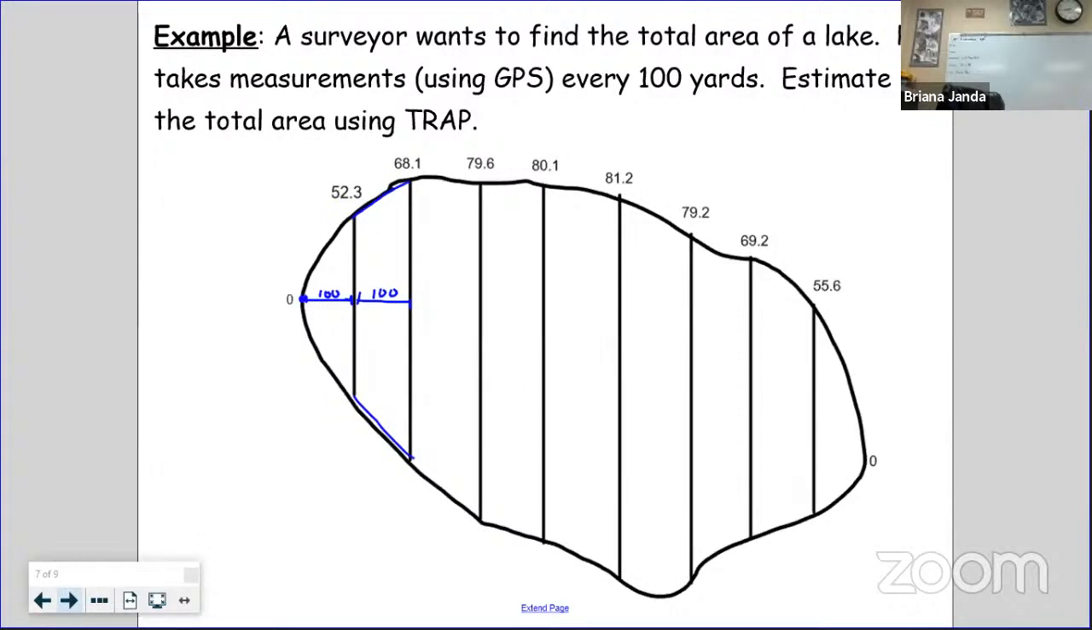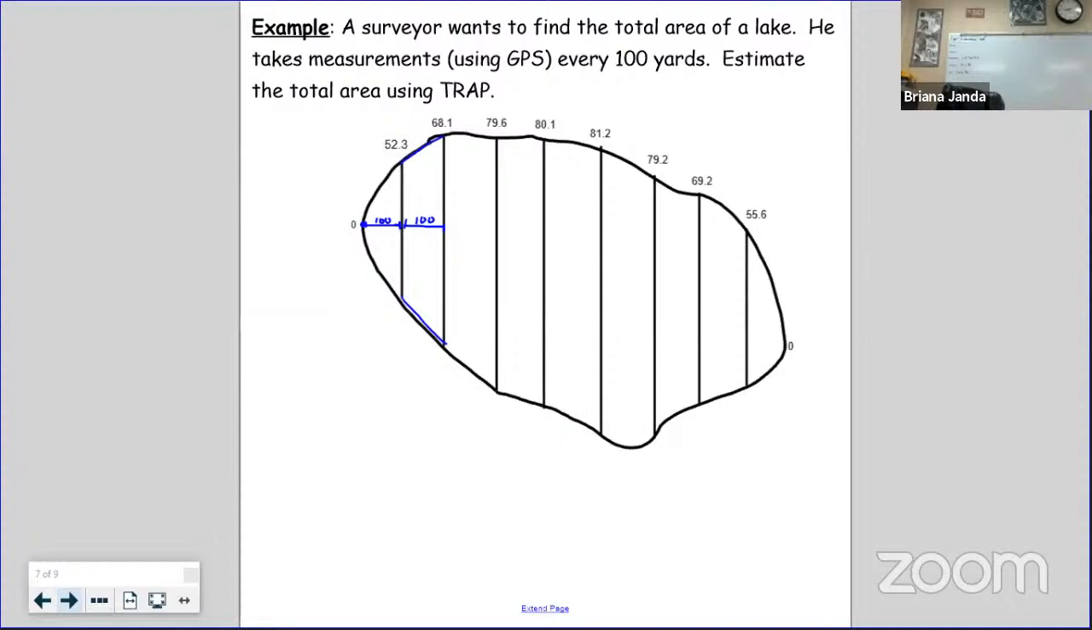Our bases would be the 52.3 and the 68.1, with your height being 100. Okay, all the way across, your height's 100. Your bases are listed in the picture. So if we were to use our trap rule, our height is 100.